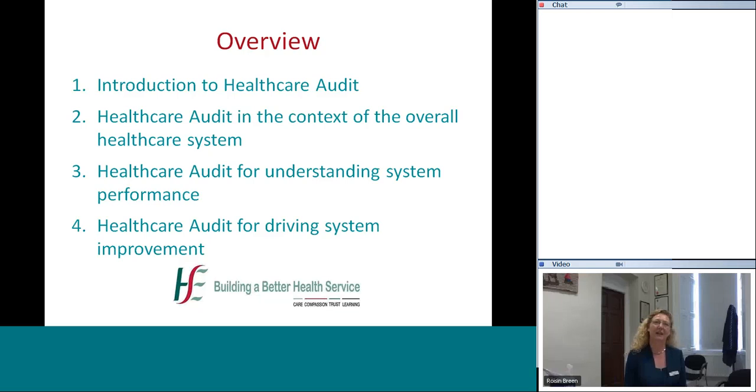The first, I will give an introduction to healthcare audit and what it is that we do. In the healthcare audit function, it's different to clinical audit, it's different to national clinical audit. So I'll just talk about the difference. The second part of my presentation is about healthcare audit in the context of the healthcare system. Third, healthcare audit for understanding system performance, and finally, I'll talk about healthcare audit for driving system improvement. So without further ado, I'll deal with the first item, the introduction to healthcare audit and what it is that we do.